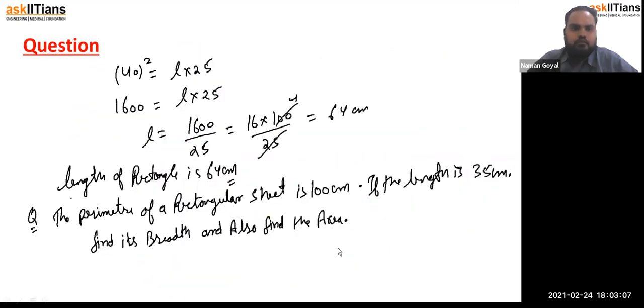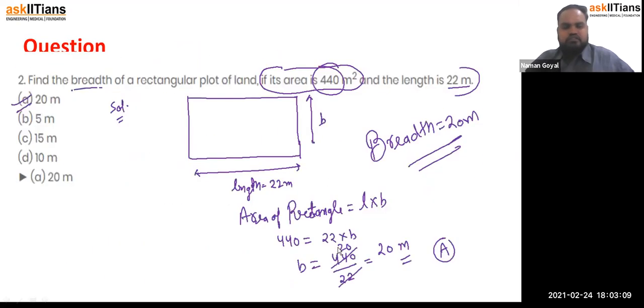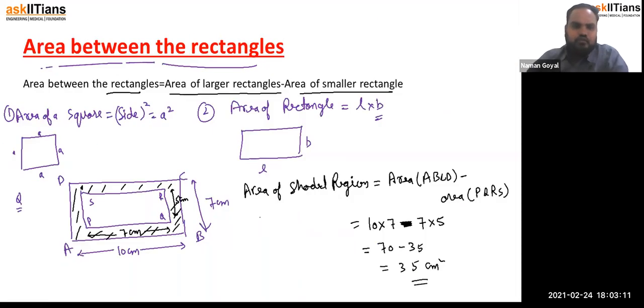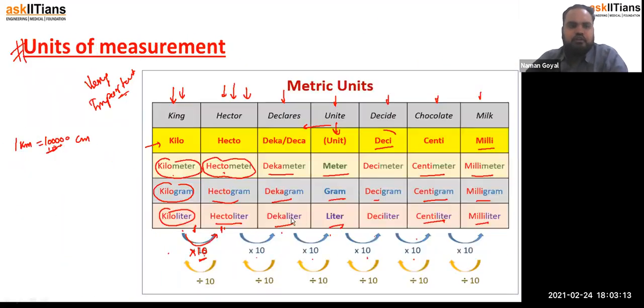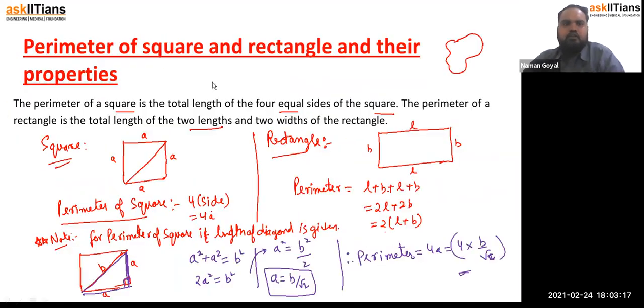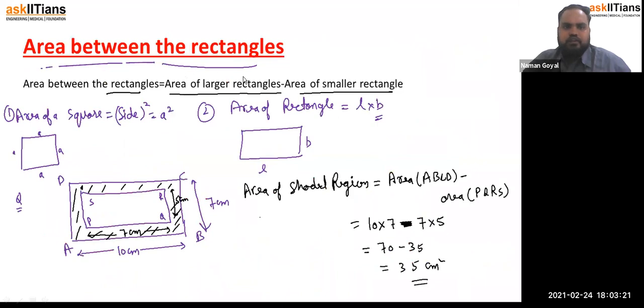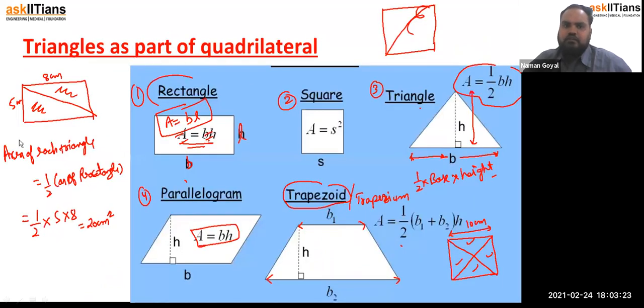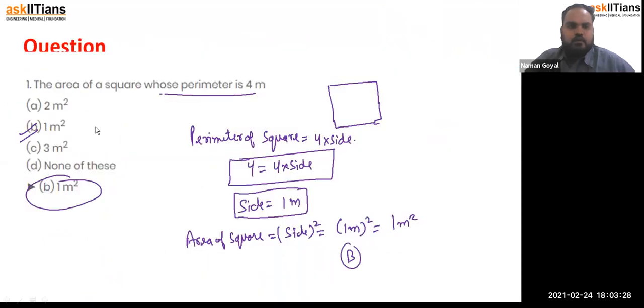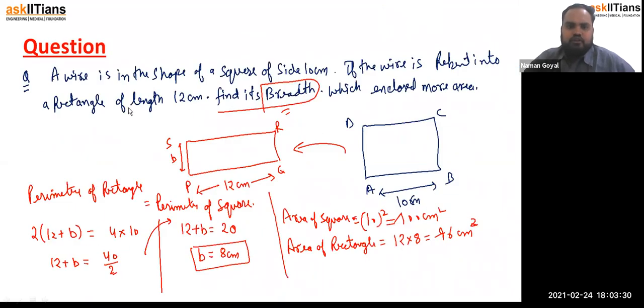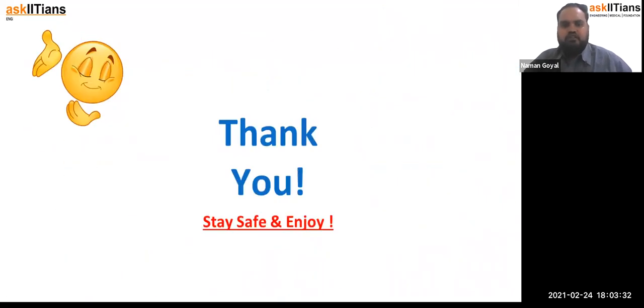Okay. So what did we learn about this chapter in today's lecture? See, we learned so many things, right? Like we learned about units of measurement, which is very important, the perimeter of a square and rectangle and their properties. Okay, area between the rectangles, triangle is a part of quadrilateral, and there are some formulas for different figures. Then we did so many questions. Okay, so this is fine for today's lecture.